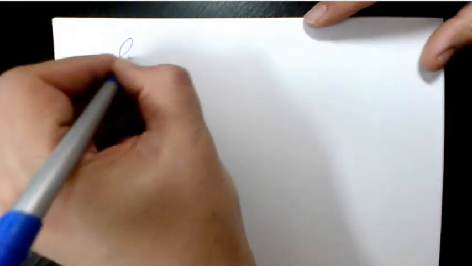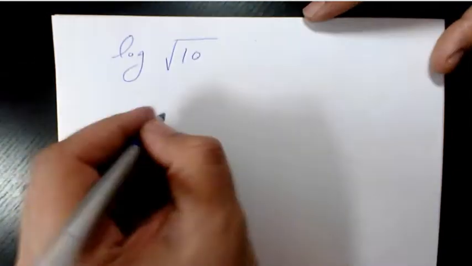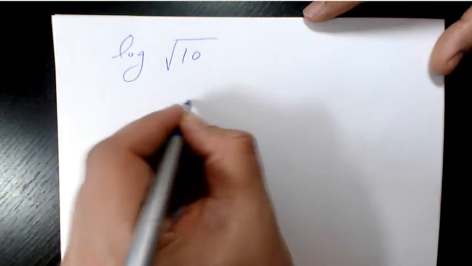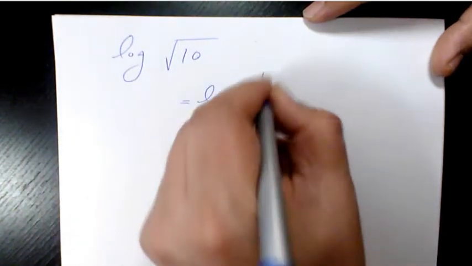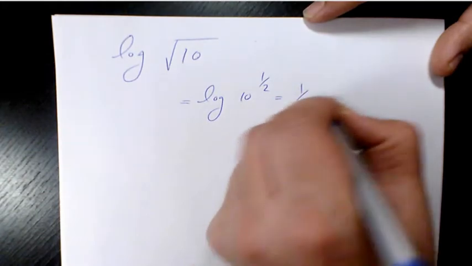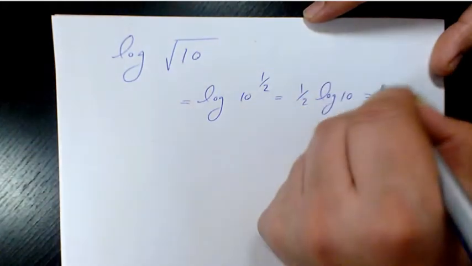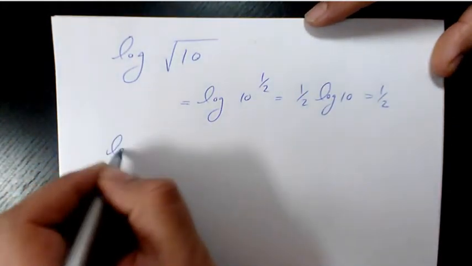Next example, log square root of 10. We're going to say that's going to be log 10 to the power of 1 over 2, which is going to be 1 over 2 times log 10. Log 10 is 1, so the answer is going to be 1 over 2.